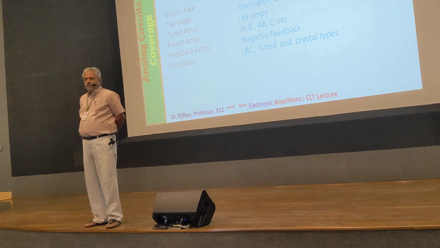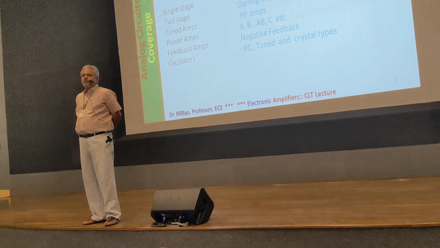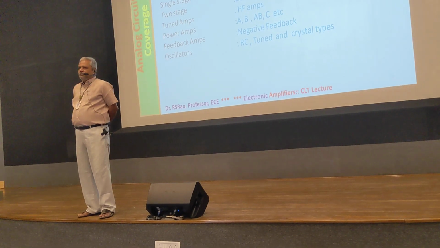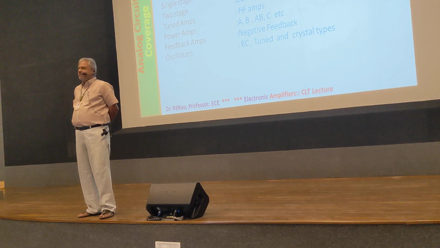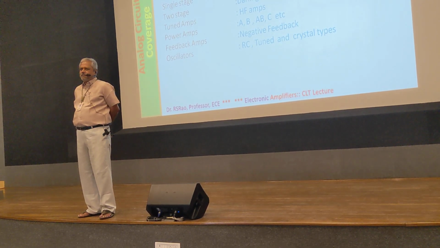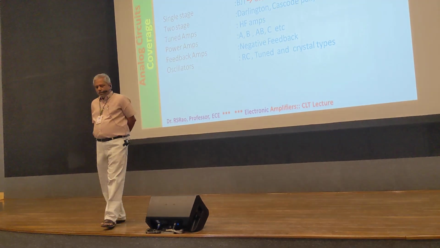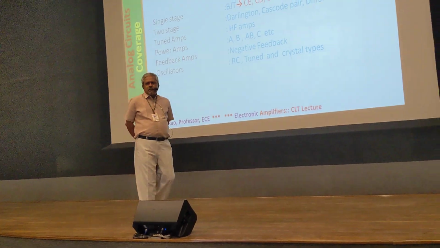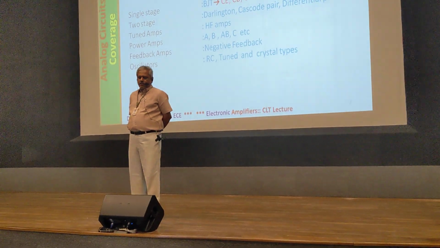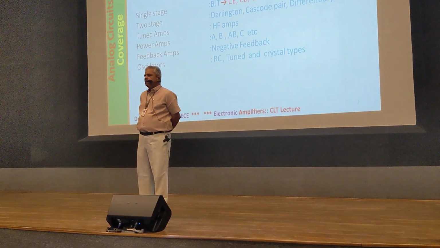Most prominent among them are A, B, AB, C. These are prominent types. Other types are also there. D is there, E is there, F is there, H is there, J is there, K is there. So many types are there. All those things are introduced. Basically, one or two points regarding A, B, and C.